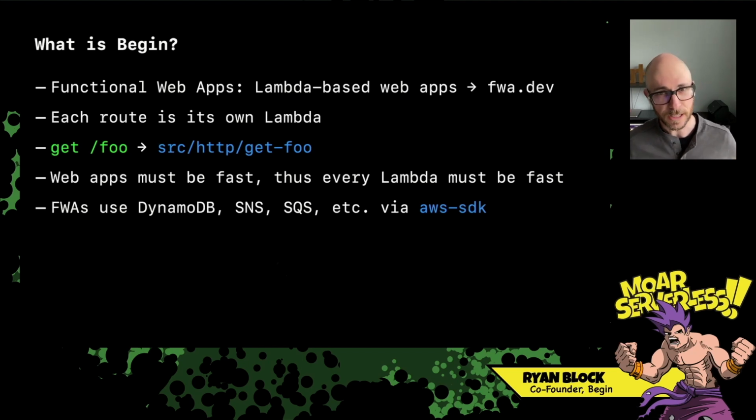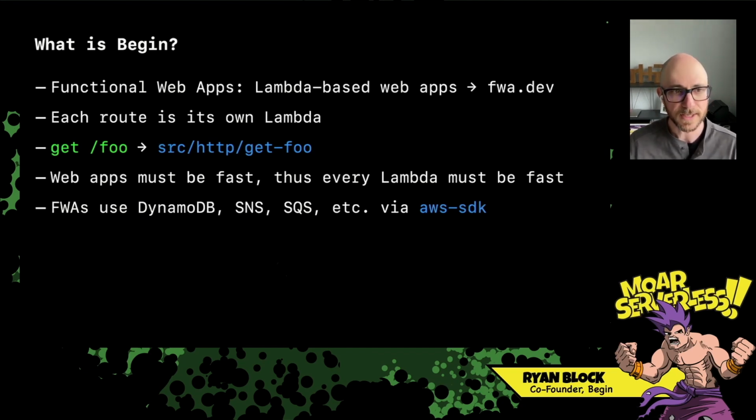We're not going to get too vendory today, but it will help elucidate why we arrived at creating our own AWS SDK. Begin creates what we call functional web apps, which are totally serverless Lambda-based web apps. You can learn a little bit more about the FWA idea at fwa.dev. The way it works is every web route has its own dedicated Lambda. So your get foo route maps to source HTTP get foo. And every Lambda has to be really fast because this is all customer hot path.